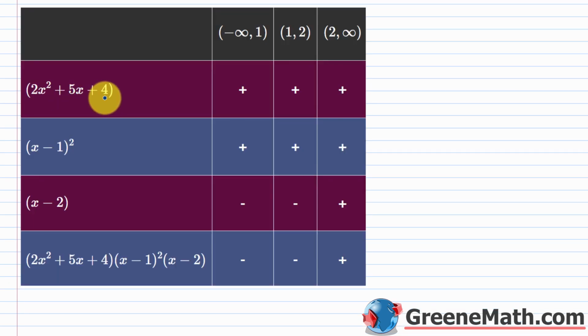This 2x squared plus 5x plus 4, again, we know it's always going to be positive. It will never be 0, and it will never be negative. We saw that earlier. So I put positive, positive, positive. This x minus 1 quantity squared, again, that's going to be 0 when x is 1, at your x-intercept, so 1 comma 0. And it's going to be positive everywhere else because of the squaring operation. So positive, positive, positive. So really, this other factor of x minus 2 is going to determine everything.